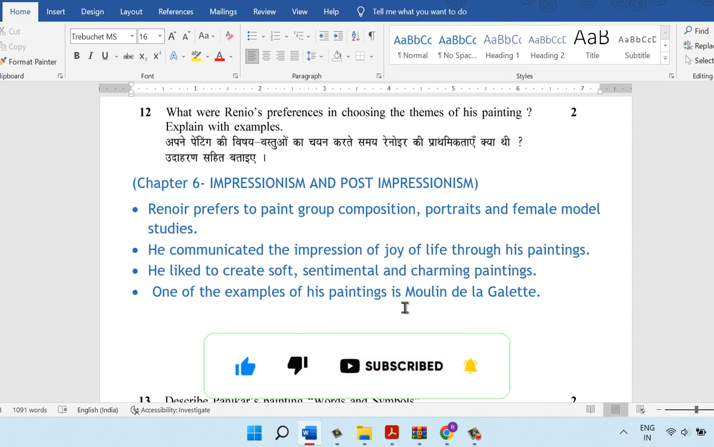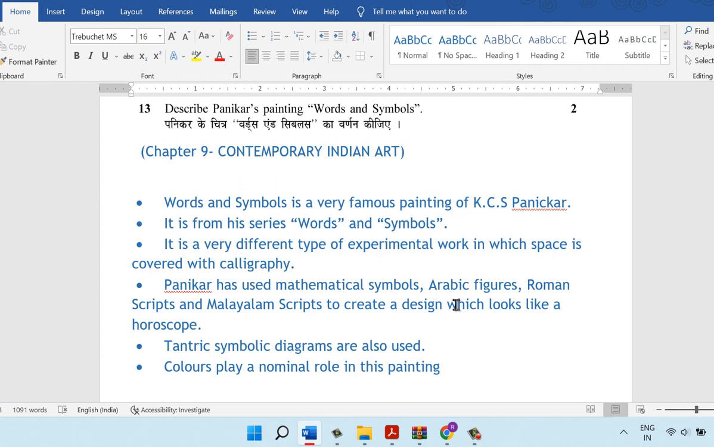One of his famous examples is Moulin de la Galette. Question number 13. This is a question on Words and Symbols by Panicker. We'll have to describe this painting. This is from chapter 9, Contemporary Indian Art.